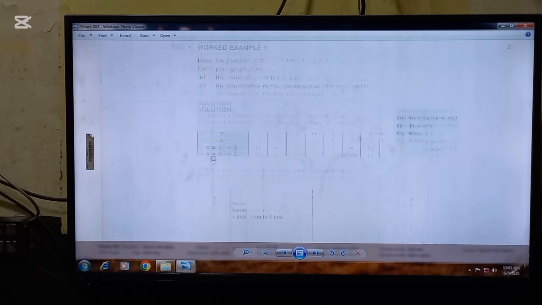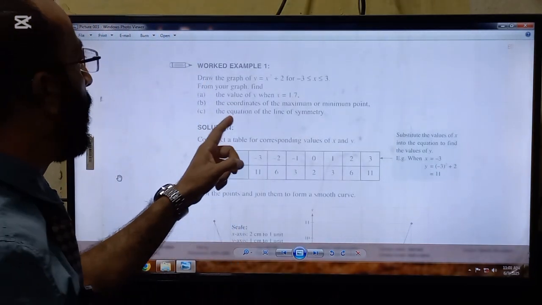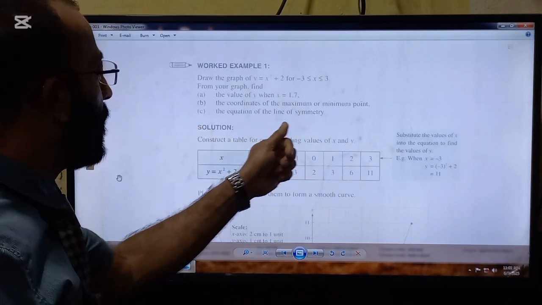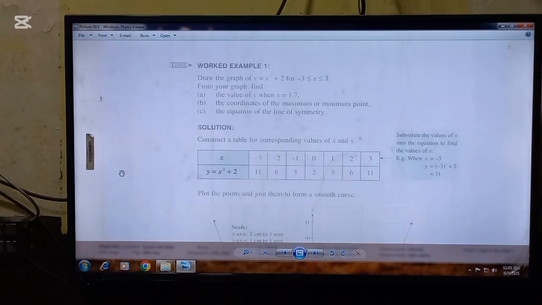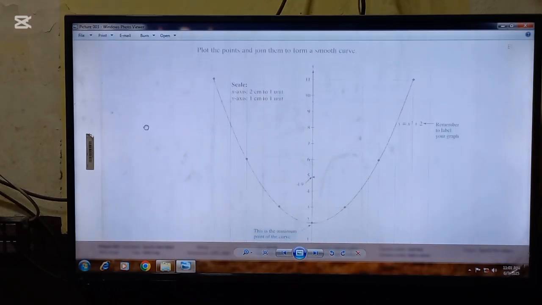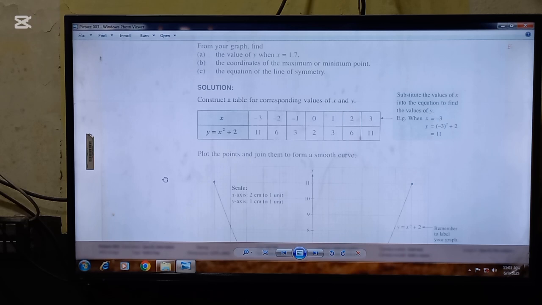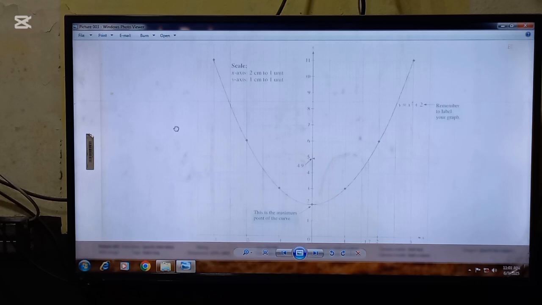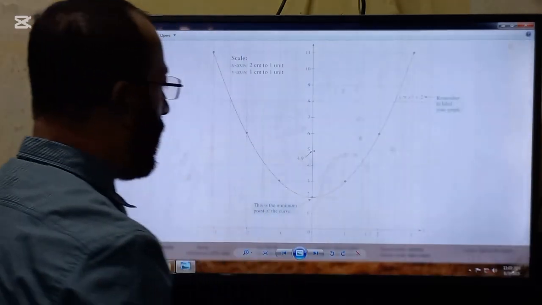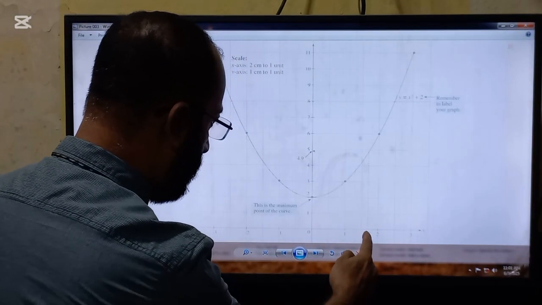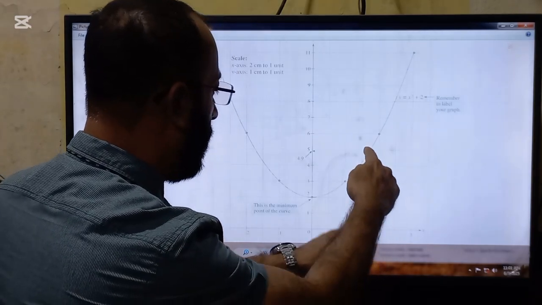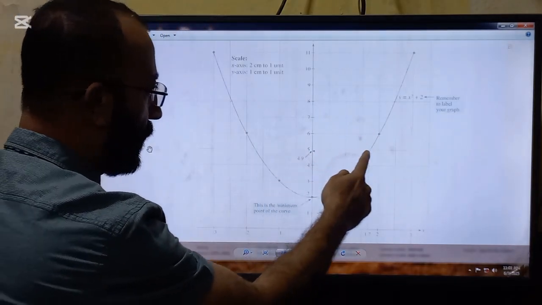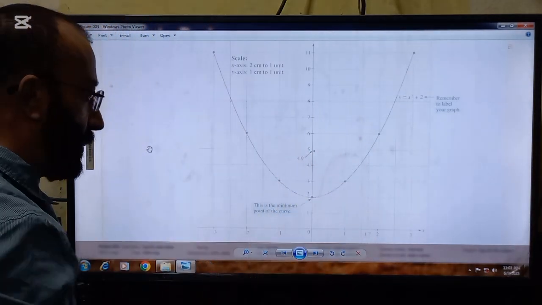The next step is, now we are required to find the value of y when x is 1.7, the coordinates of the maximum and minimum points, and the equation of the line of symmetry. So look now. First requirement was the value of y when x is 1.7. So we will locate the point where x is 1.7. From there, we will touch our graph with the help of the scale. And from there, we will find the value of y. So this is the first part done.